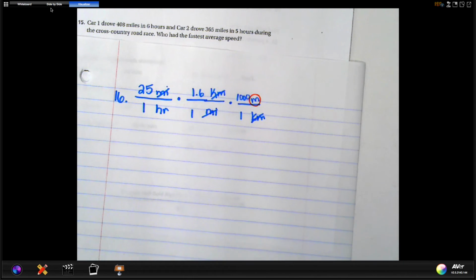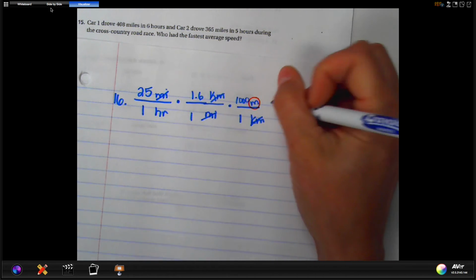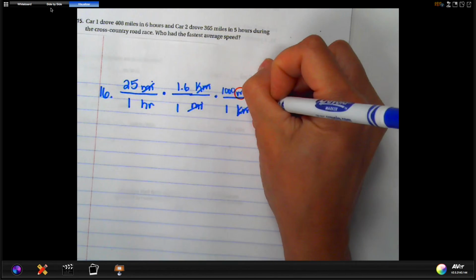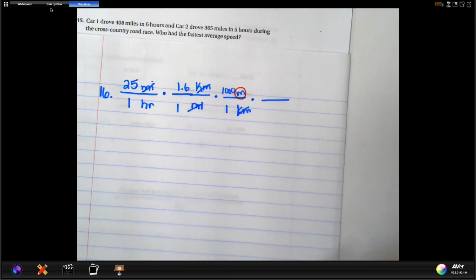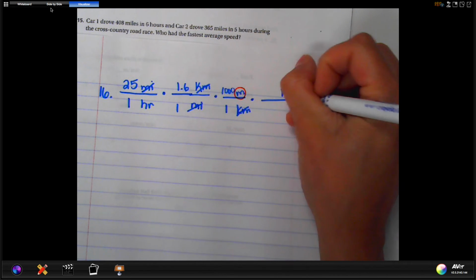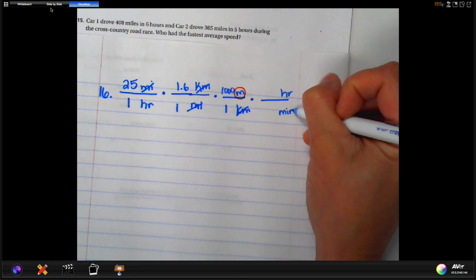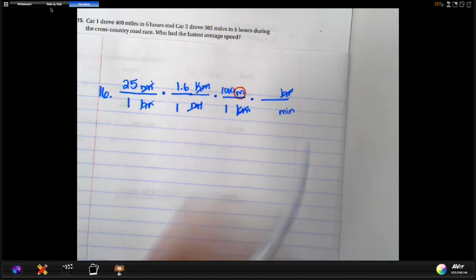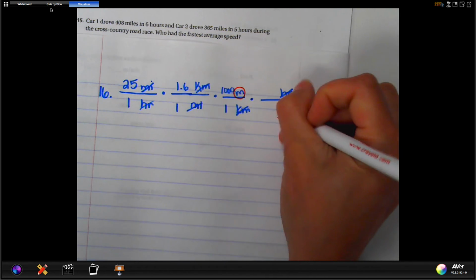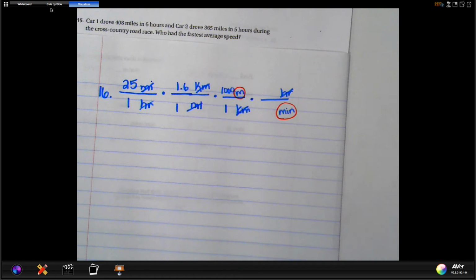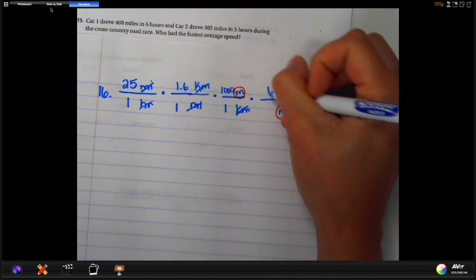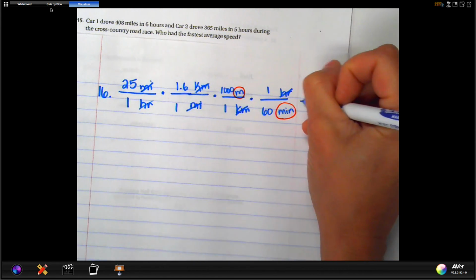Now we got to do hours. What are we changing hours to? Minutes. Okay, so on this fraction, where should hours go? Top, because it started at the bottom. To cancel it, it goes here. What goes at the bottom? Minutes. Cancel your hours. Good. Now we've got minutes that are left. All right. What's the conversion? 1 hour is 60 minutes, right? Okay, here we go.